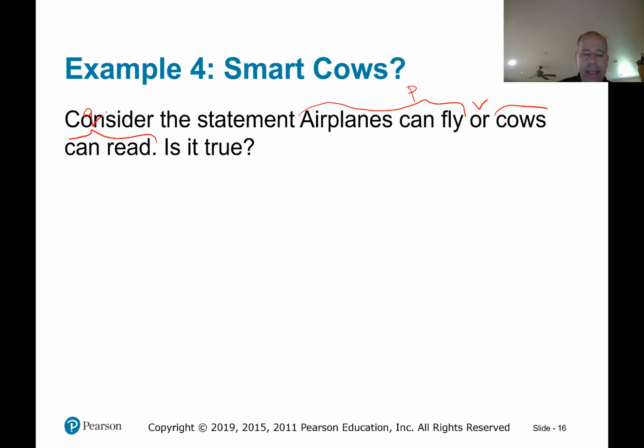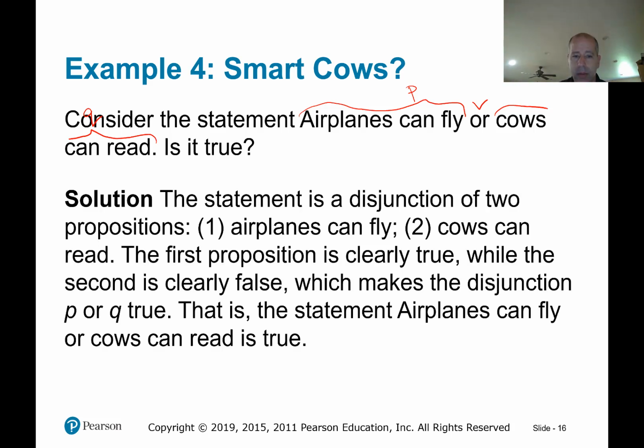And so again, when is an or statement false? Only when both of the component propositions are false. And so in this case, airplanes can fly is true. So we know it doesn't matter what the other one is, whether it's true or false. As long as at least one of the 2 statements is true, the whole thing is true. So this would be a true statement, even though cows cannot read. It would still be a true statement.